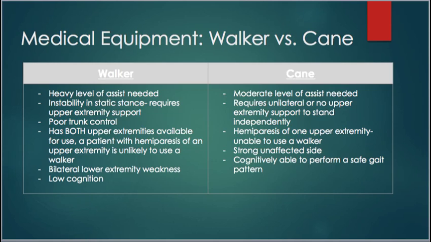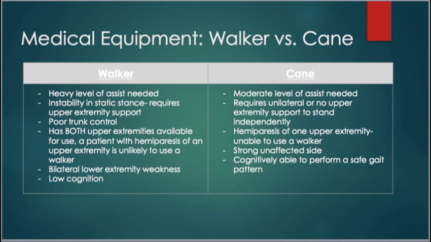It's important to remember that a patient with hemiparesis of an upper extremity is unlikely to use a walker as they won't have that extremity available to them for help. These patients will typically have bilateral lower extremity weakness, and they may or may not have difficulty with cognition. A cane is used for patients who maybe require a moderate to minimum level of assist. They require unilateral or possibly no upper extremity support to stand independently.